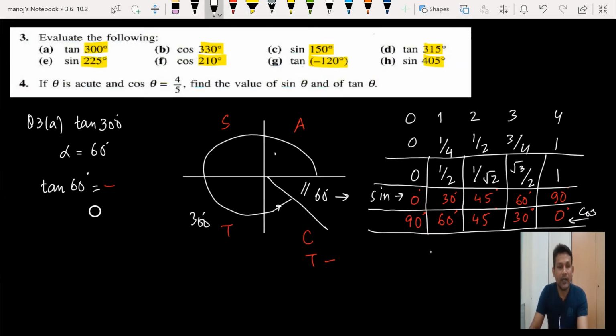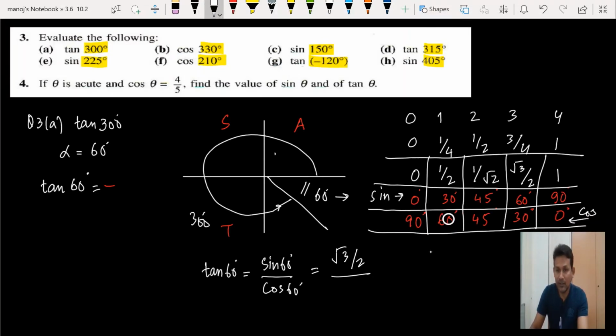Okay, I want tan 60 degrees. Remember, we cannot find tan 60 degrees directly, but tan 60 is sine 60 upon cos 60. This is the formula of tan. Sine 60 is from here: root 3 upon 2. And cos 60 is 1 upon 2. So the 2 cancels out, and only root 3 is left.